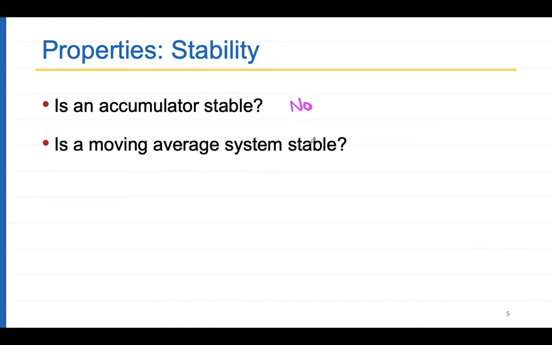A moving average system, is it stable? Yes. Let us say my x of n is always less than or equal to B x. Then my y of n, which is equal to the summation of x of n minus k, where k goes from 0 to N minus 1, divided by N. So I know that this is always less than or equal to B x.